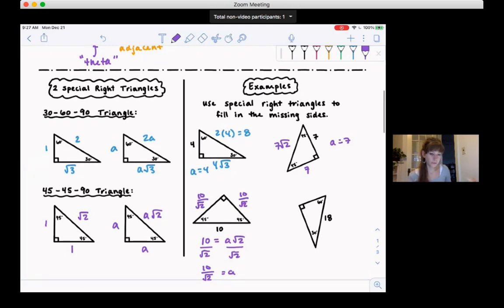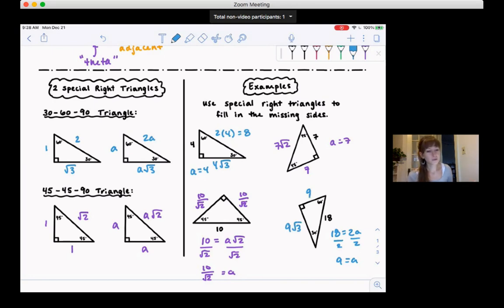All right, one more. This time we have a 30, 60, 90, but we're given the hypotenuse. So this is 2a, right? So to find a, we're just going to divide by 2. So we get 9 equal to a. So that means our short side is just a by itself, which is 9. And the longer side is 9 times the square root of 3.